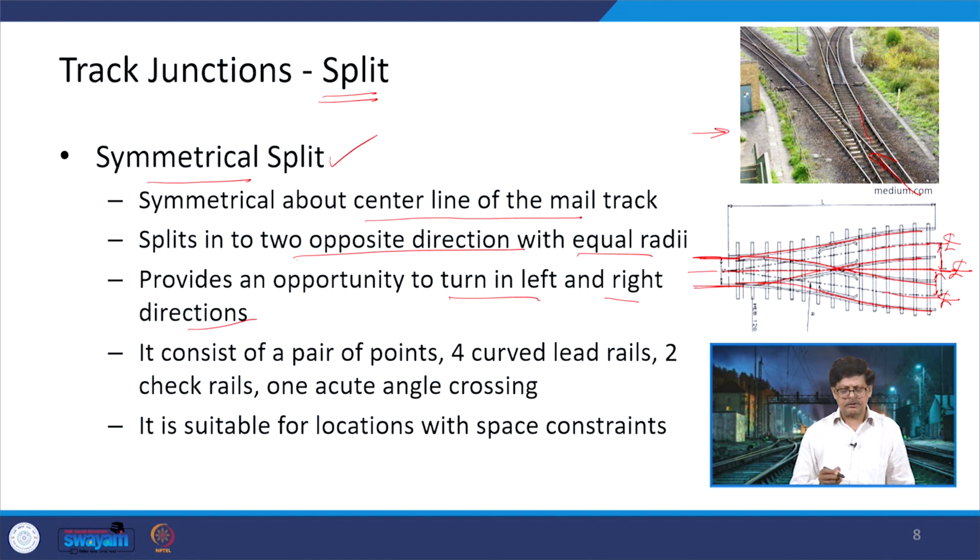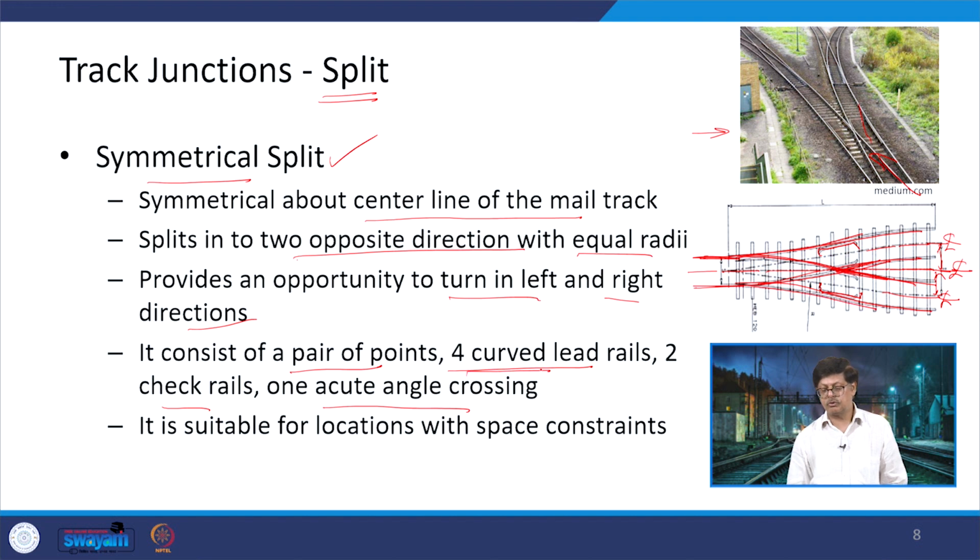Now, if we talk about the various components which are provided in this case, there are a pair of points, 4 curved lead rails, 2 check rails, and 1 acute angle crossing. There is one acute angle crossing at this location, a check rail is here and another check rail is provided here, so there are 2 check rails. Then a lead is provided in this direction as well as in the other direction.